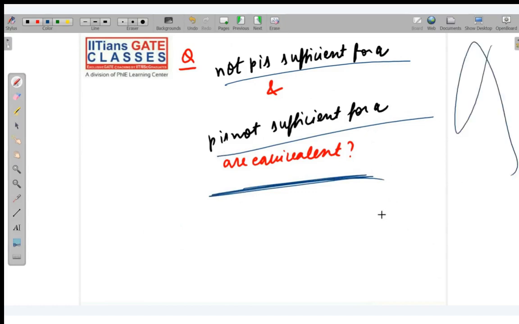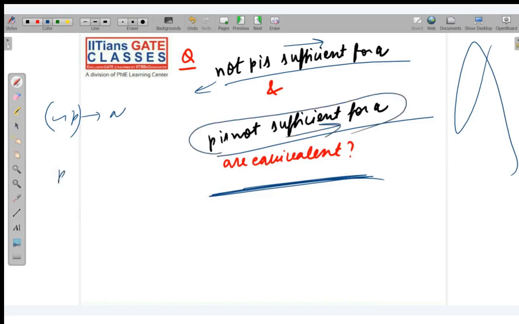How will you prove it? Please do not apply common sense here. You have to do it by logic. Not P is sufficient for Q. Sufficient means like this, so not P implies Q. I have told you that not has more precedence, so you will say not P implies Q. And what is this? P is not sufficient for Q. Sufficient direction is like this, so P is sufficient for Q is this. Now I am saying P is not sufficient for Q, so I will apply not like this. So obviously they are not equivalent.